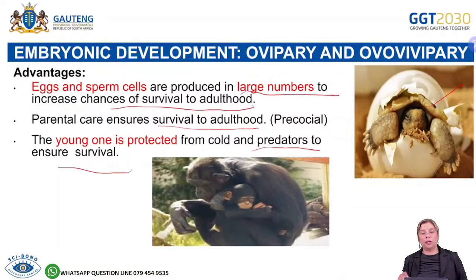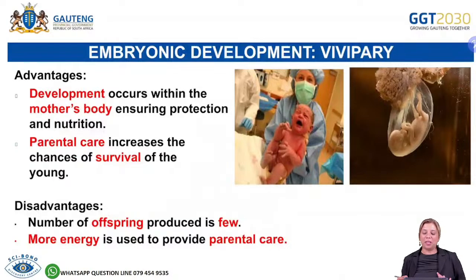So here we're talking about ovoviviparity, where the young are born and hatched within the female's body. Let's talk about embryonic development, viviparity. Now we're talking about you. This is how things happen.